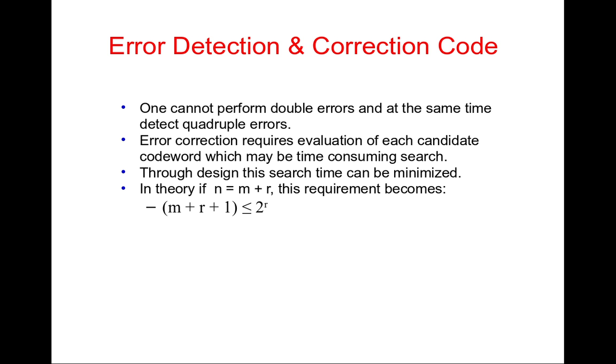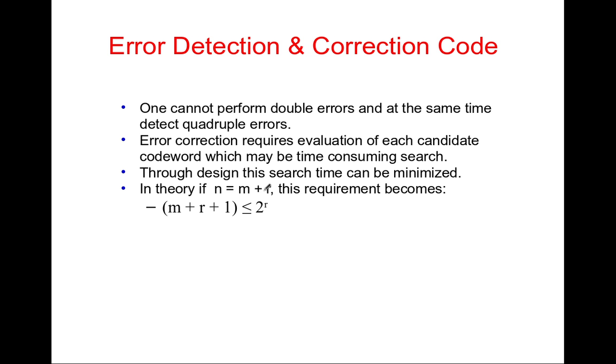Now, error correction, as we have seen previously: the receiver had to check whether the 2 bits changing are going to give some valid code word. So it had to calculate all the possible valid code words, to see whether changing the bits is going to give me a correct code word. That means the correction requires evaluation of each individual candidate code word, which may be time consuming. And with a simple logic, this time can be minimized. And this is very important logic that we need to know.